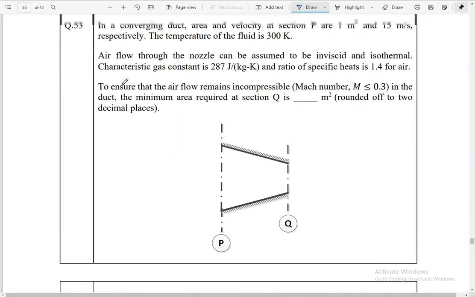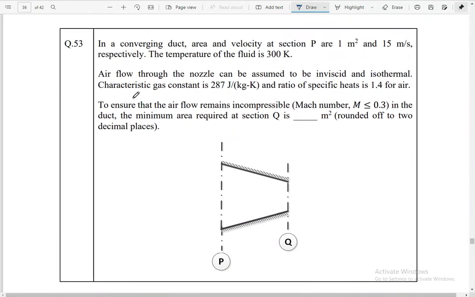In a converging duct, area and velocity at section P are 1 meter square and 15 meters per second. The temperature of the fluid is 300 Kelvin. Some more data is given, specific heat and gas constants are given. To ensure that the airflow remains incompressible in the duct, what is the minimum area required at section Q?